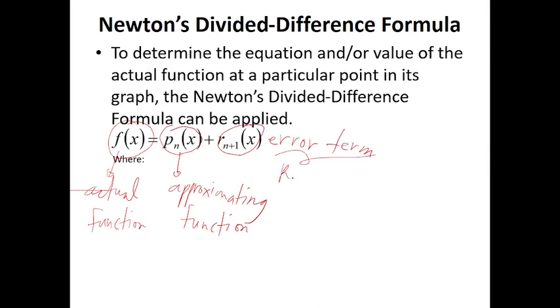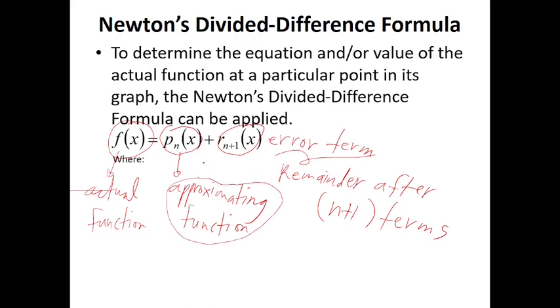So, error term, yan yung remainder after n plus 1 terms. Kasi yung ating approximating function, meron siyang maximum na n plus 1 terms. So, remainder after n plus 1 terms. So in this topic, magka-concentrate tayo dito. Approximating function. Pagkuha niyan.